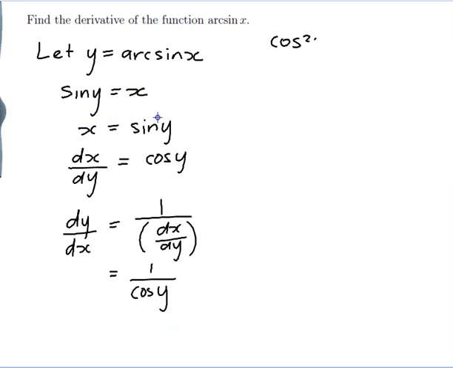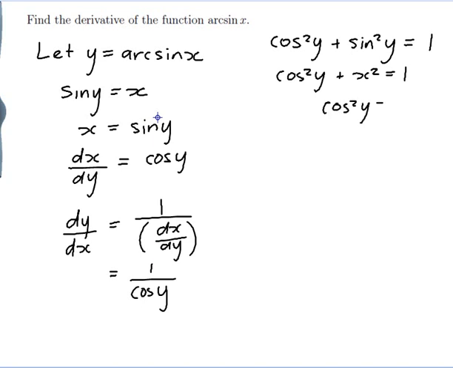Cos squared y plus sine squared y is equal to 1. And sine y is really x, so that's cos squared y plus x squared is equal to 1. So cos squared y is equal to 1 minus x squared. So cos y is equal to plus or minus the square root of 1 minus x squared. Now, I can't put plus or minus into my formula because that wouldn't be a function.